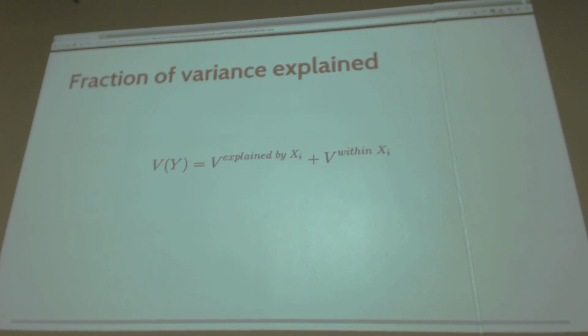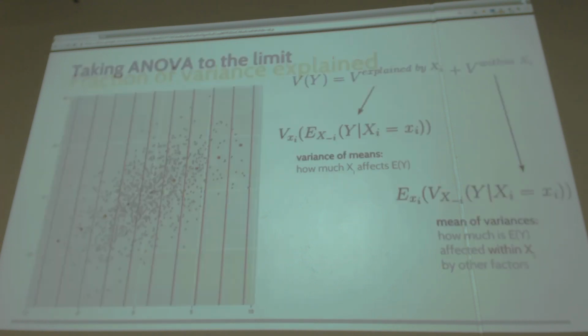Right. So the key concept behind variance-based methods is fraction of variance explained. The point is that if you have the variance of the output, you can say that a portion of it is explained by a parameter, and a portion of it is not explained by the parameter, and it is the variance within a particular value of this parameter. So you can decompose the variance of a model into the part explained by the parameter and the part explained by other parameters at a fixed value of that one.